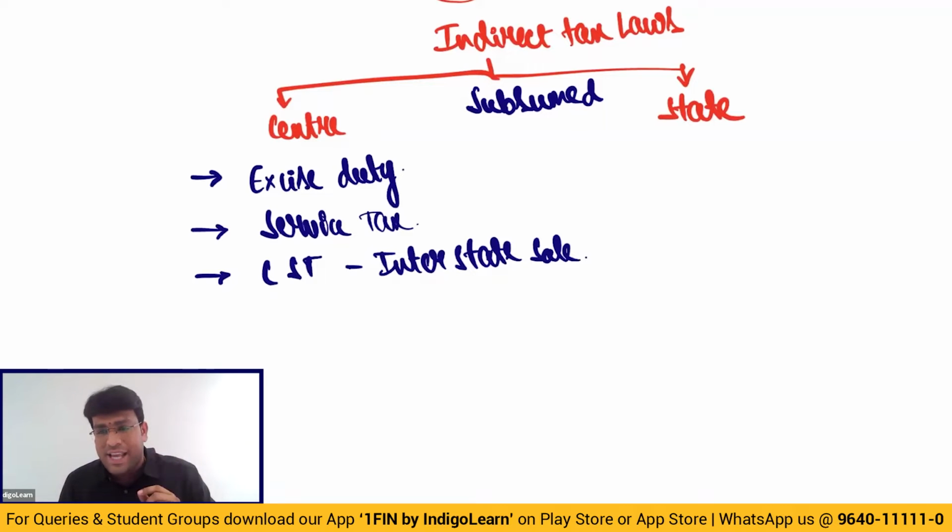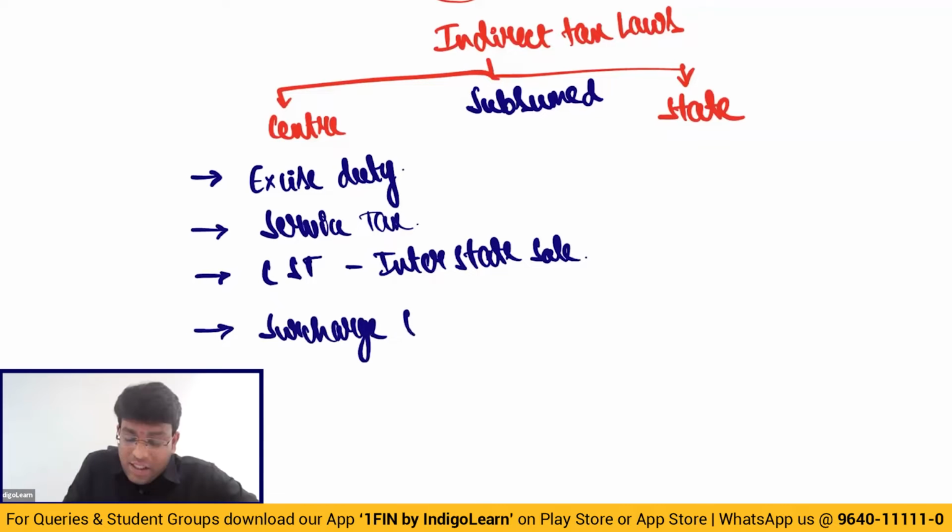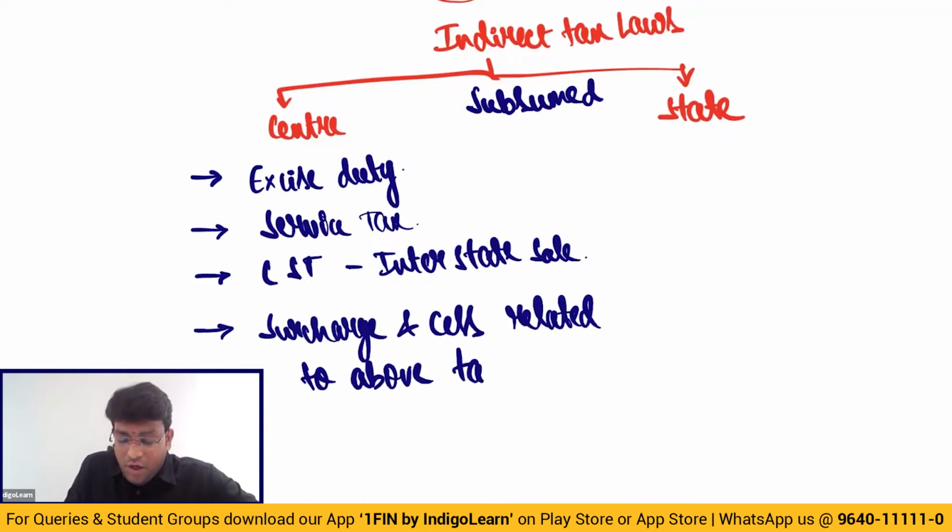Excise duty, service tax, CST, then surcharge and cess related to the above taxes. Obviously, when the main tax is gone, there is no question of surcharge and cess related to those taxes.